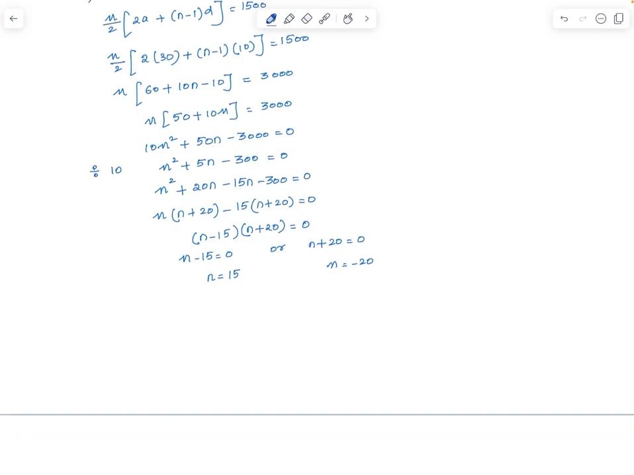N denotes the number of rows. It can't be negative. So minus 20 stays invalid. Therefore, n is 15. This means 15 rows are needed to arrange 1500 seats.